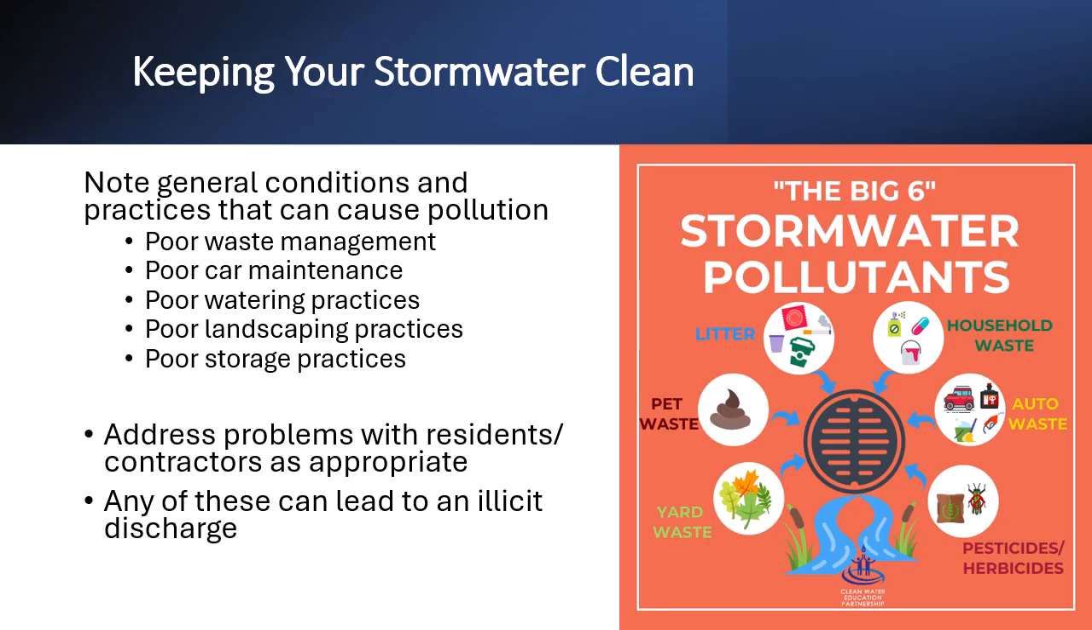When inspecting your stormwater facilities, also note any general conditions and practices in the HOA's common areas that can cause pollution or other stormwater problems. This might include poor waste management, which could be indicated by litter, overflowing or leaking dumpsters, or pet waste in grass or on the sidewalks. Poor car maintenance, which could be indicated by oils, grease, and other car fluids on the pavement, or people washing their cars with detergents near storm drains.